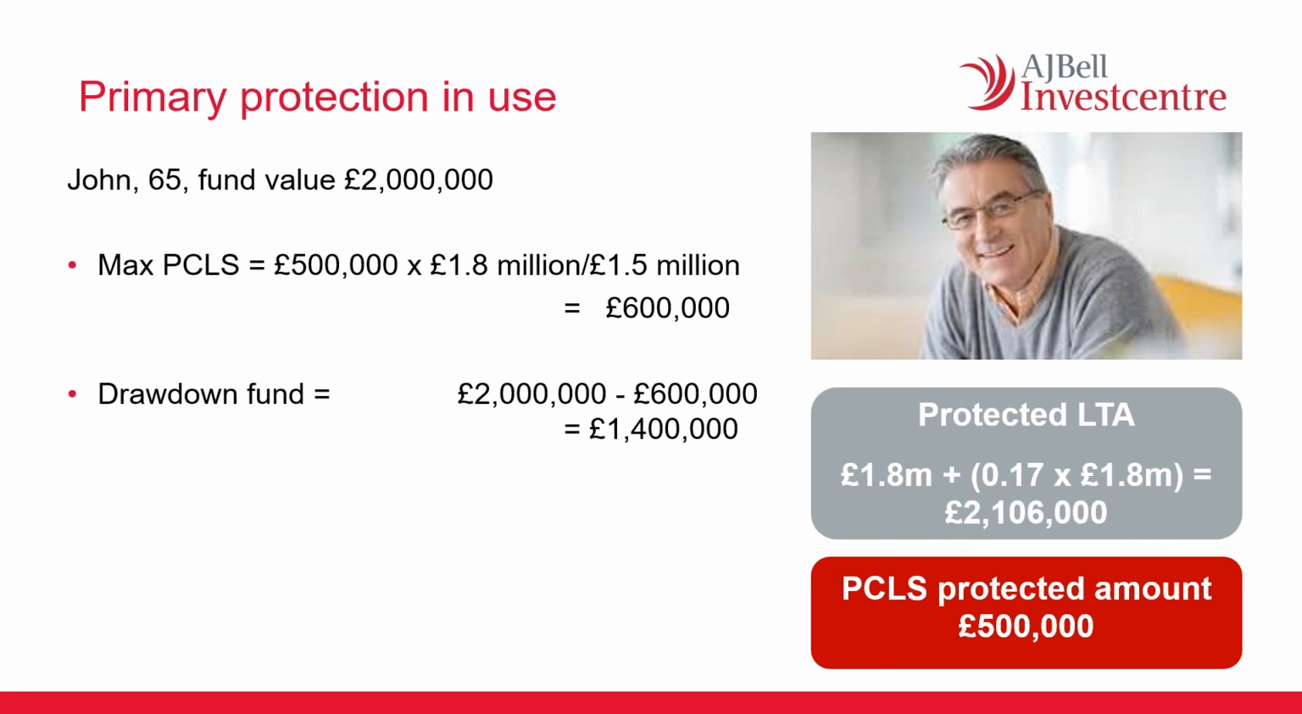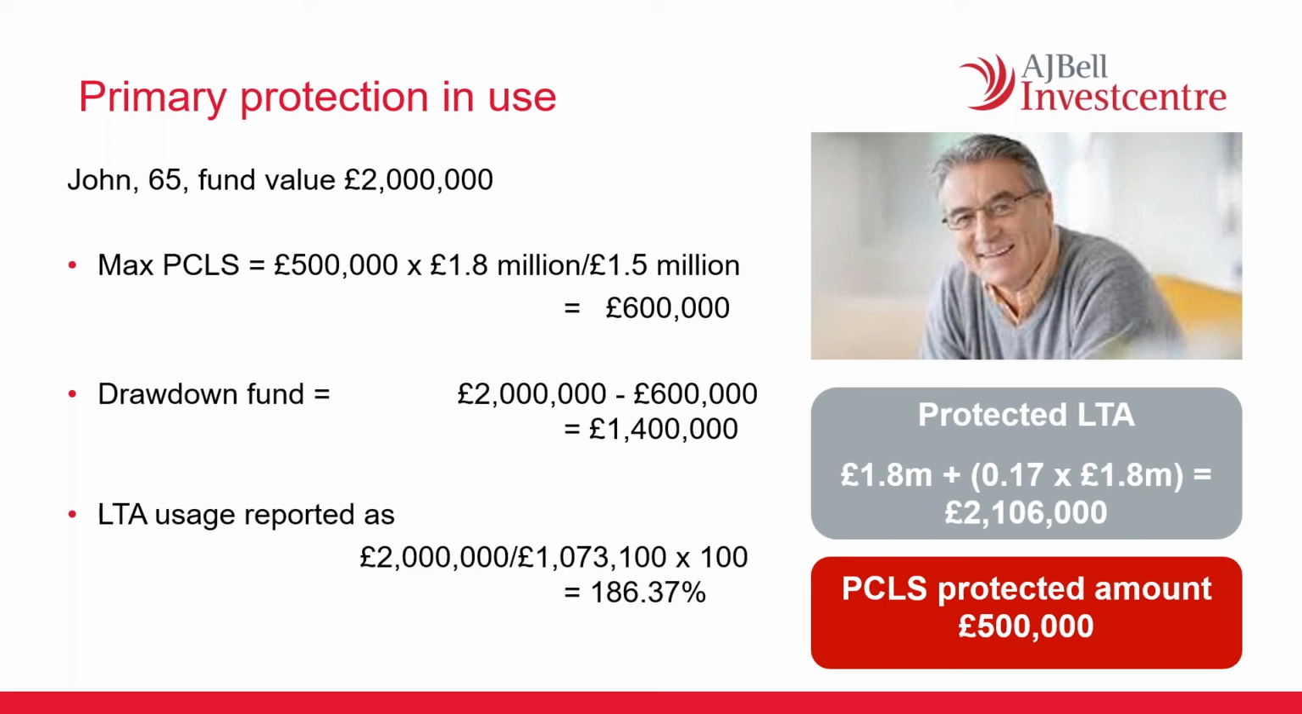So then his drawdown fund would be the difference between the two, because he's still within his protected lifetime allowance. We would have 1.4 million, and the LTA usage reported would be the same.